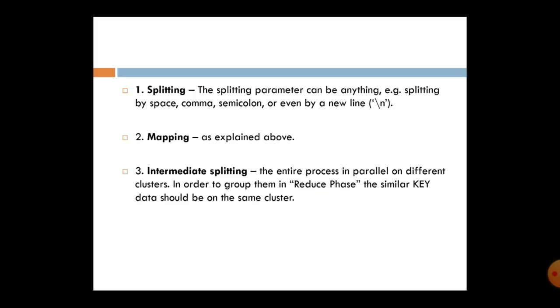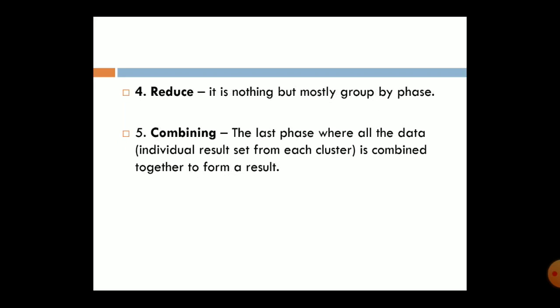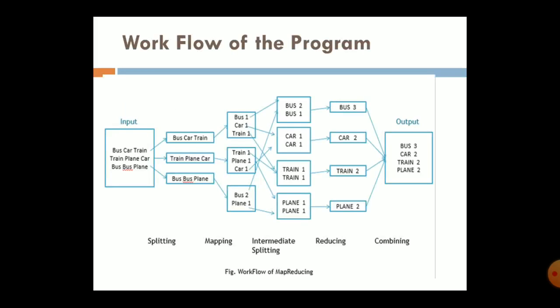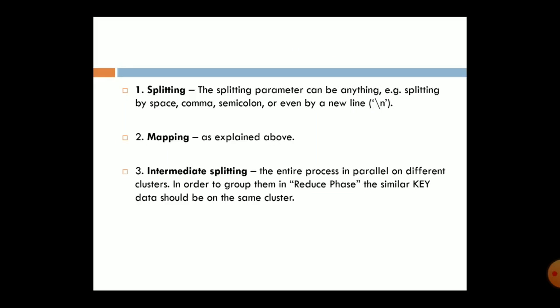Okay, so basically here, in a very short way, there are the three things in the whole working model: splitting, mapping, and intermediate splitting. We already discussed this in detail. Then reducing and combining. So all these phases we have discussed.